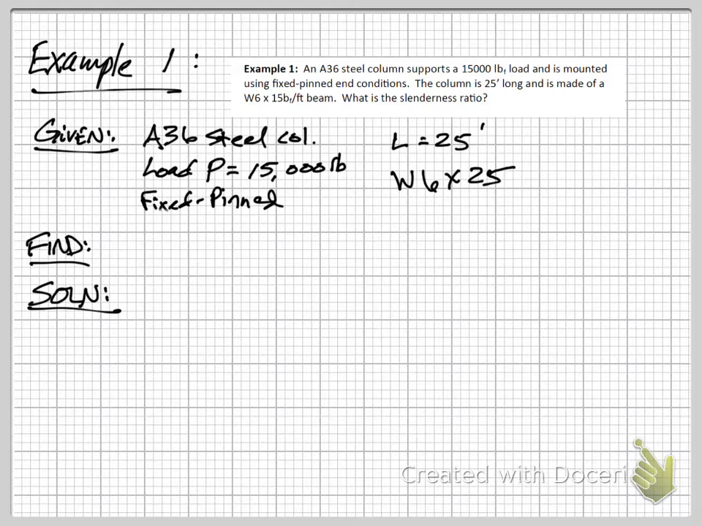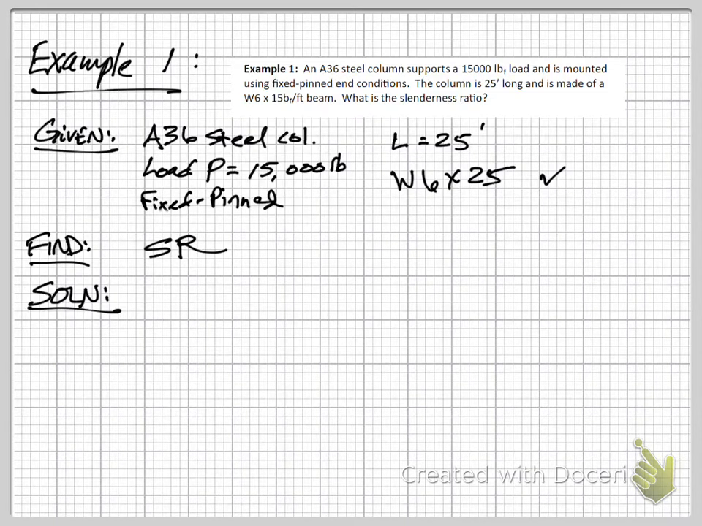But before we really do, let's start with an example. We have an A36 steel column. Load is 15,000 pounds on this column. It's going to be a fixed pinned column, 25 feet length, and it is a W6 by 25. We're given the section itself. We are asked to find what is the slenderness ratio.